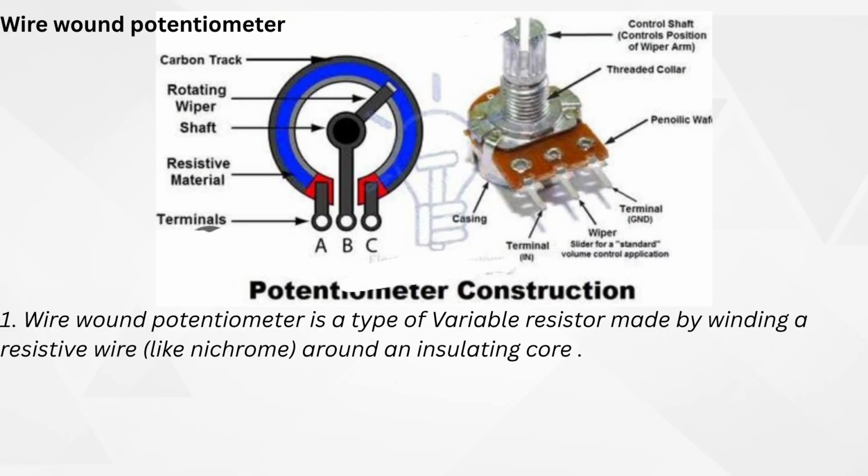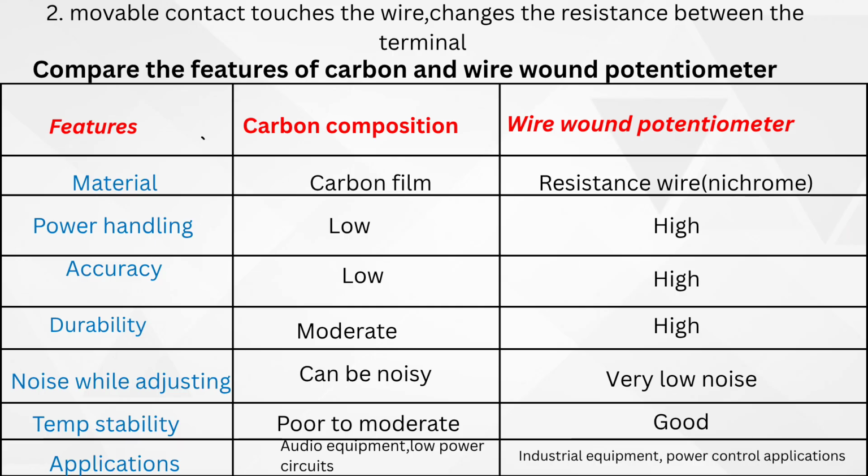And now the wirewound potentiometer. This wirewound potentiometer is a type of variable resistor. It is made by using nickel material, meaning resistive wire. So this is about the wirewound potentiometer. Now we will see the features of carbon composition resistor and wirewound potentiometer.